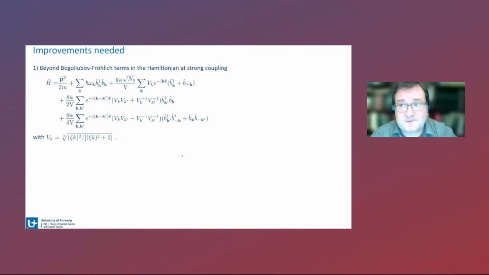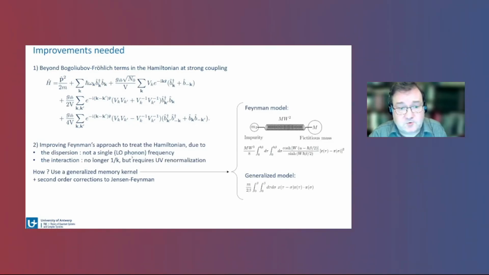First of all, when you get to stronger coupling, you have to add new terms to the Hamiltonian beyond the Fröhlich terms, which involve an electron that interacts with 2 of these Bogoliubov excitations. And then that didn't turn out to be enough. We also had to improve the approach that was developed by Feynman for the original solid state polaron. And the main improvement here was to generalize the memory kernel.